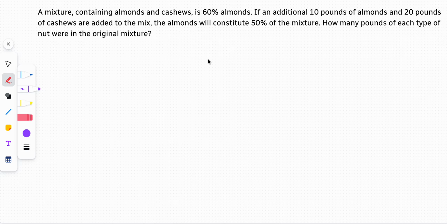Alright, so the first thing I want to do is declare my variables over here. So I want to say let A equal the number of almonds, and I also want to let C equal my number of cashews, right? I just want to make it very clear that A is my almonds and C is my cashews. Right, so the first thing I want to do, before I figure out what the new mixture is, is figure out what the original mixture is, right?